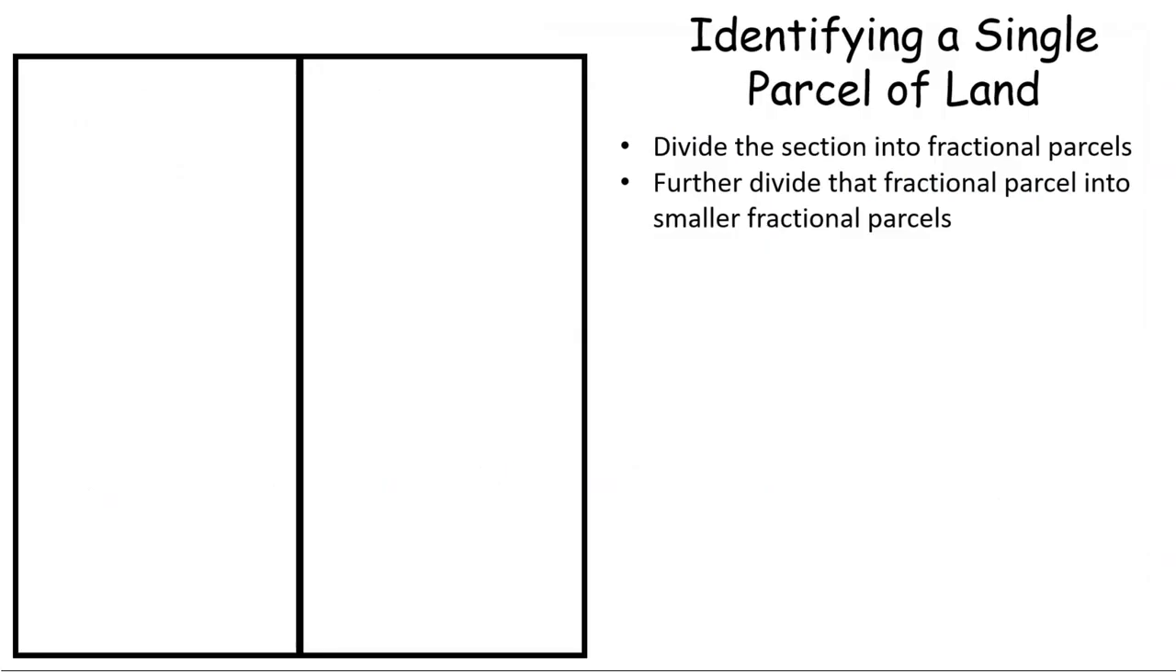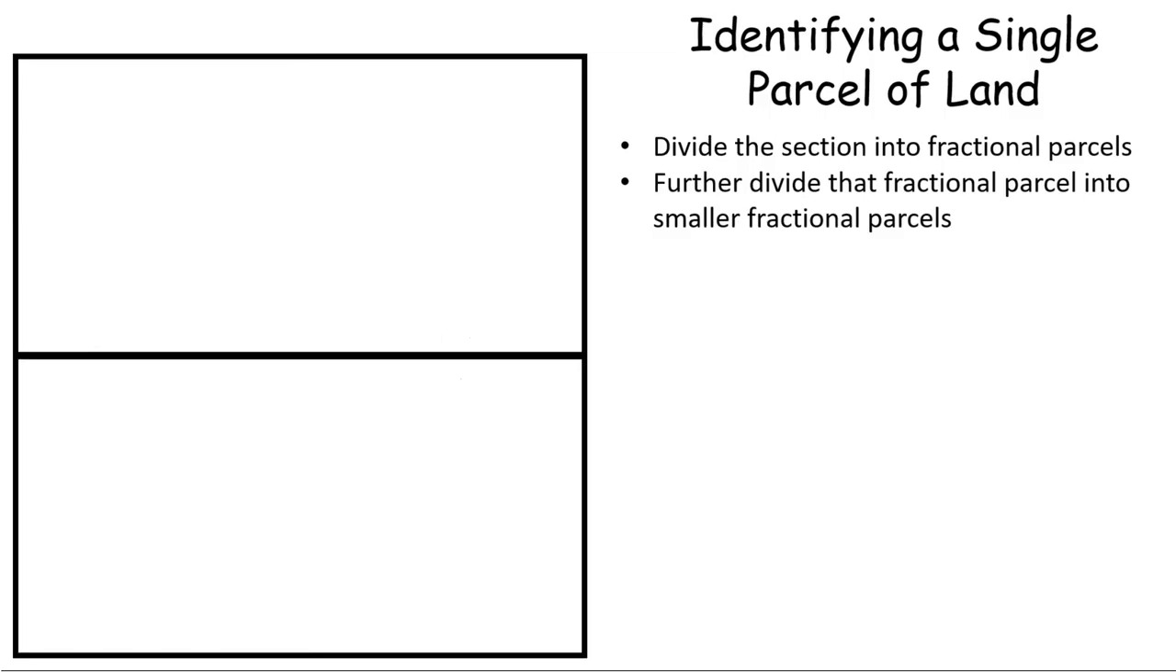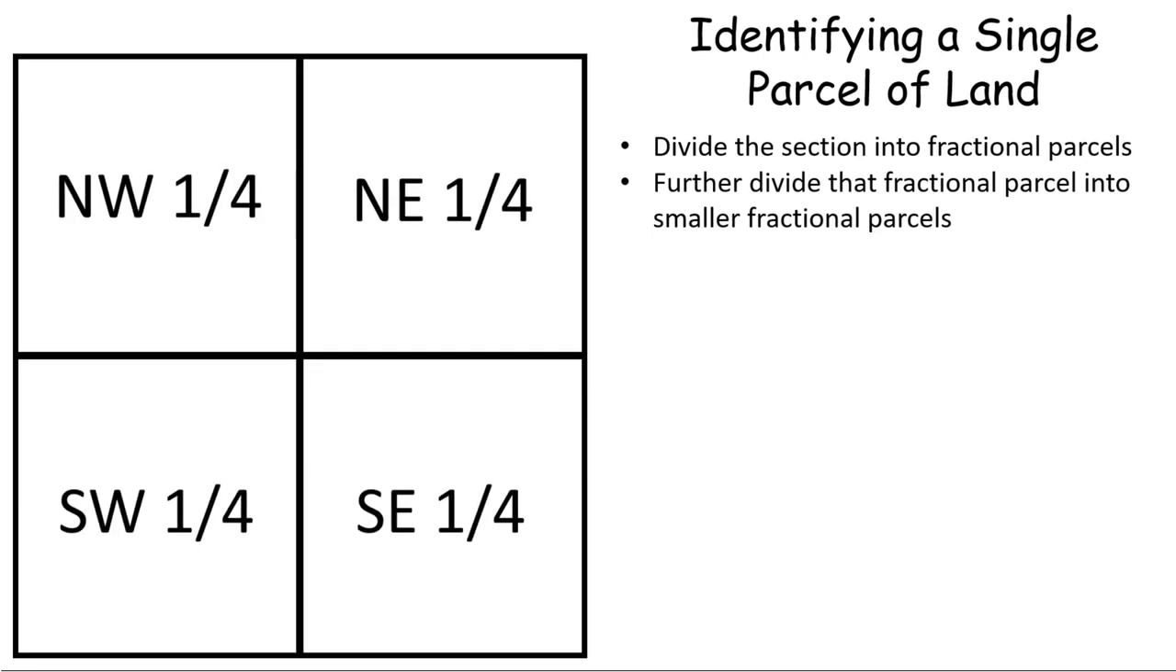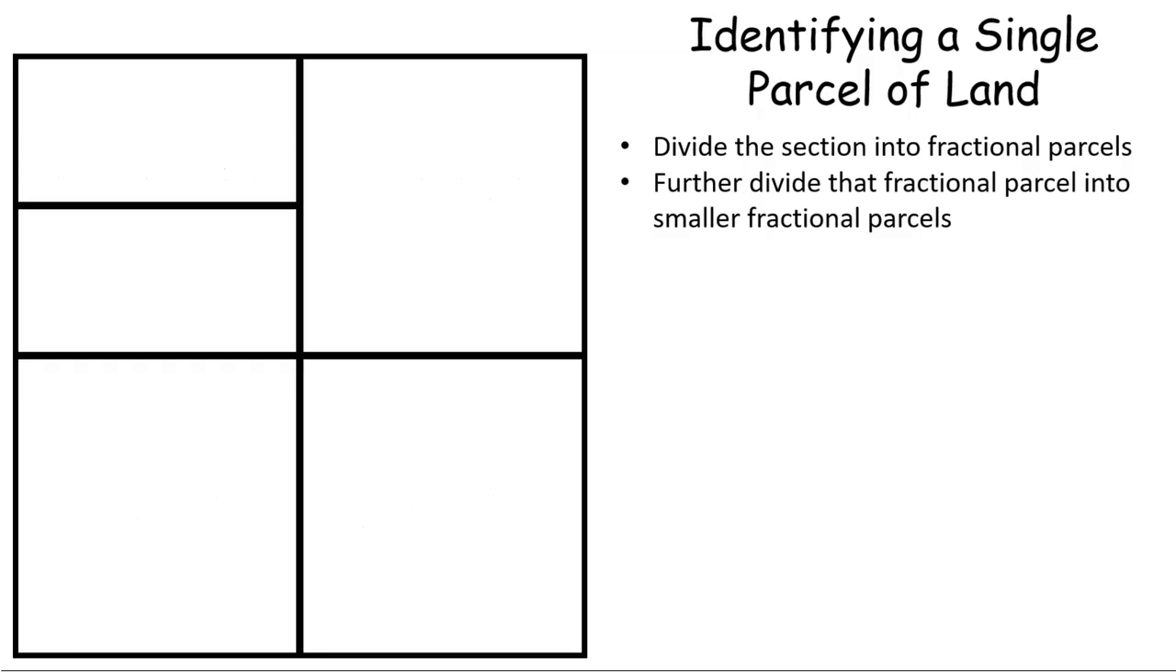Now, when it comes to trying to identify a single parcel of land, what you want to do is divide the section into fractional parcels. Then you further divide that fractional parcel into smaller parcels. This is how we do it. East half and west half. North half, south half. Pretty easy. But what we want to do, quarter it. Northeast quarter, northwest quarter, southwest quarter, southeast quarter. Then you can further divide that. In this case, this is the northern half of the northwest 1/4.